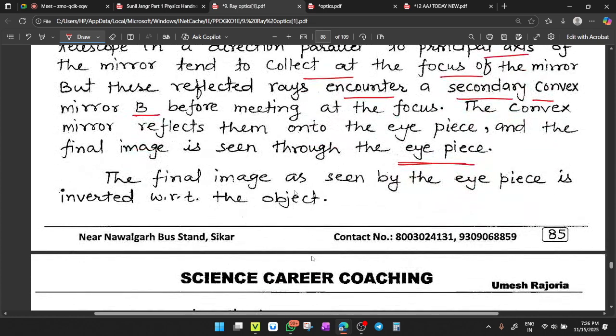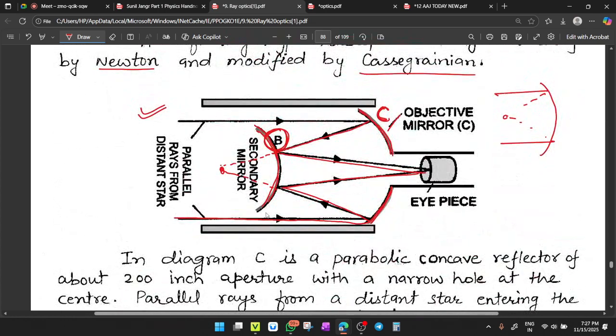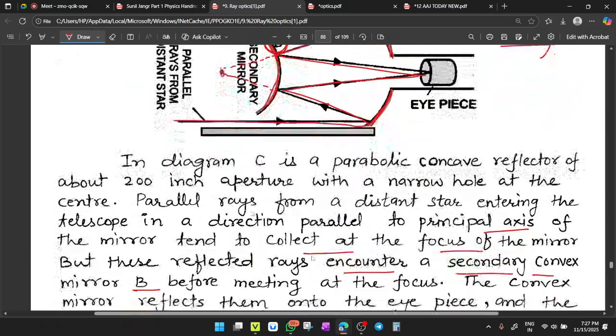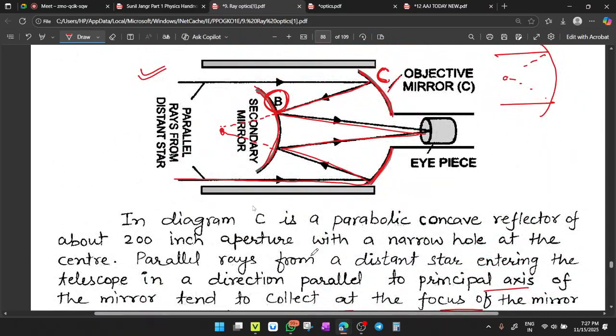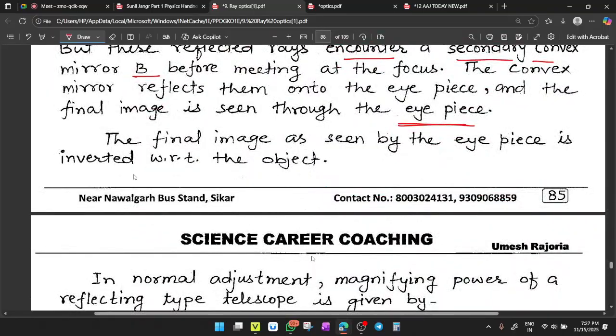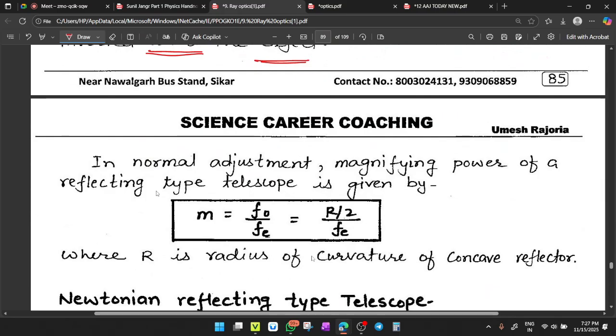The final image as seen through the eyepiece is inverted with respect to the object, because we are using a mirror here and we find the real image of the object. So the real image will be inverted with respect to the object. Clear? In normal adjustment, the magnifying power of a reflecting telescope is given by fo upon fe.